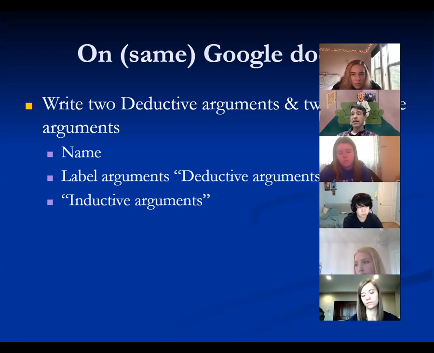So once again, on that same Google document where you have two simple arguments, now you're going to write two deductive and two inductive arguments. And please have the arguments look different than mine. In other words, I don't want you to say, this duck has feathers, that duck has feathers, all ducks have feathers, because that's not very interesting.